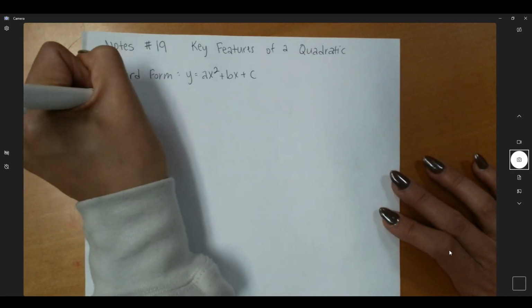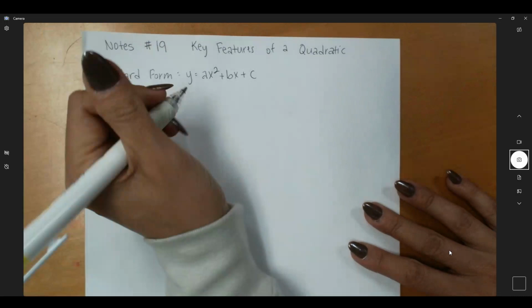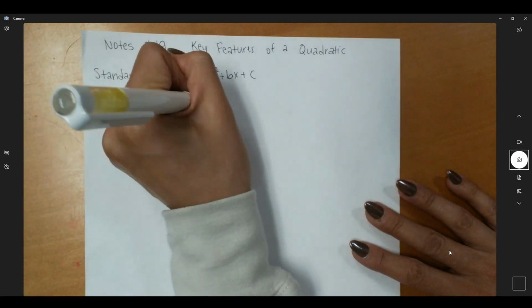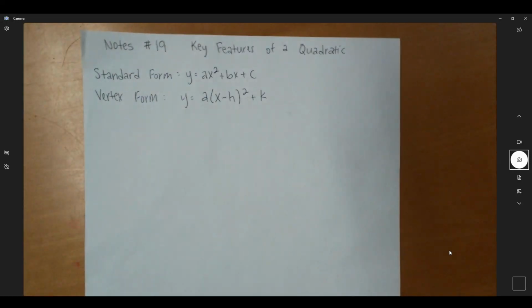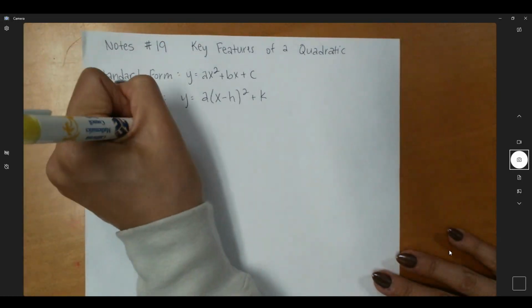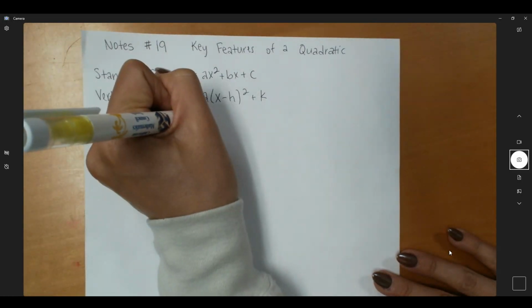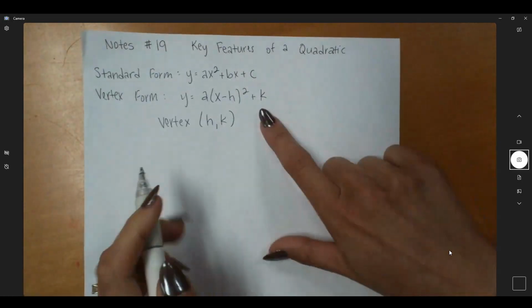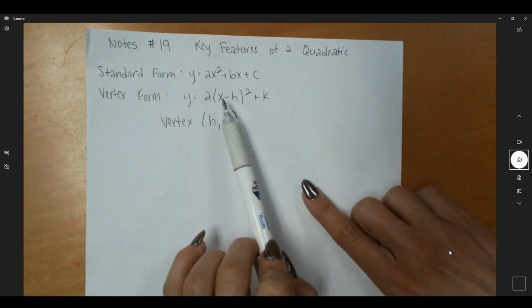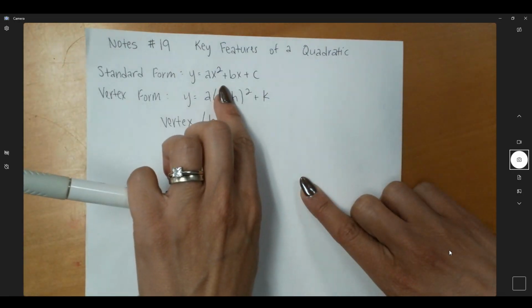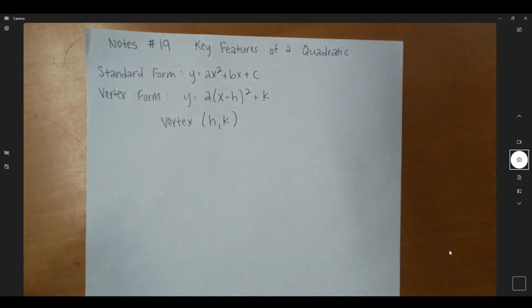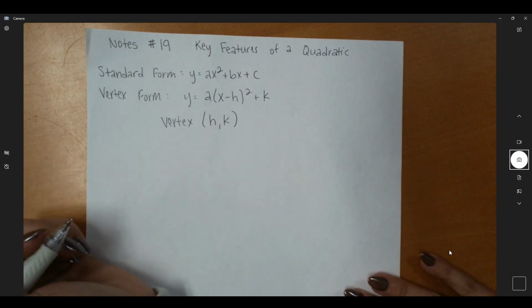Vertex form, y equals a parentheses x minus h squared plus k. Your vertex is (h, k). So k is always the same here, but for h, since the formula is x minus, the number after the minus is what you would be putting right there. So if it was a plus, then you know your h has to be negative. Again, it's whatever's opposite in the parentheses.